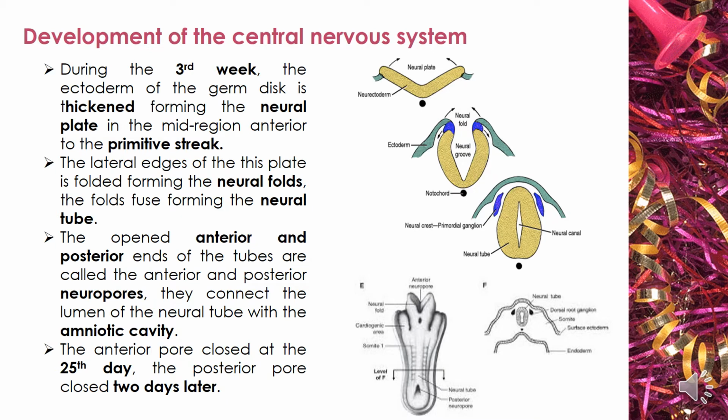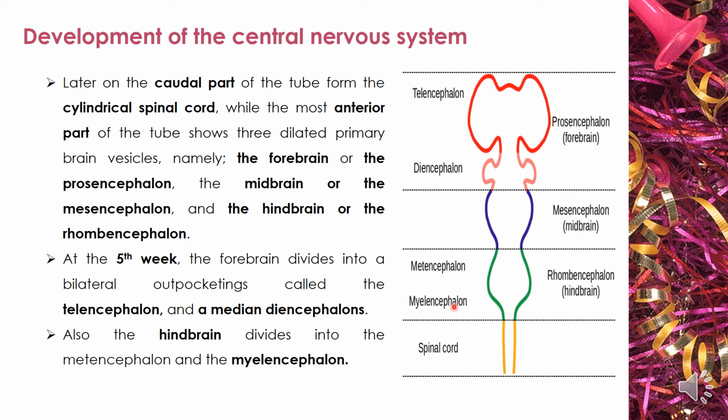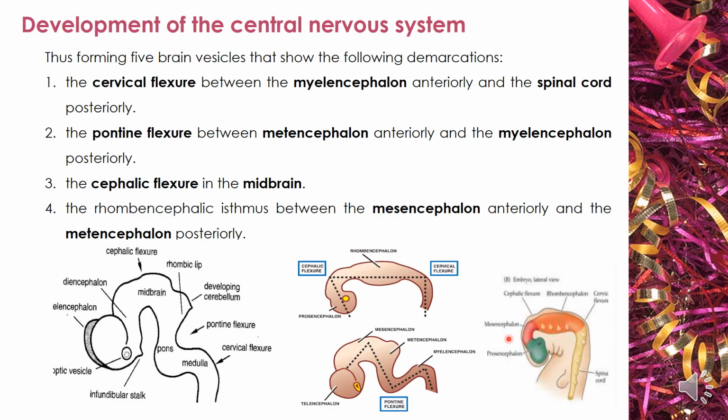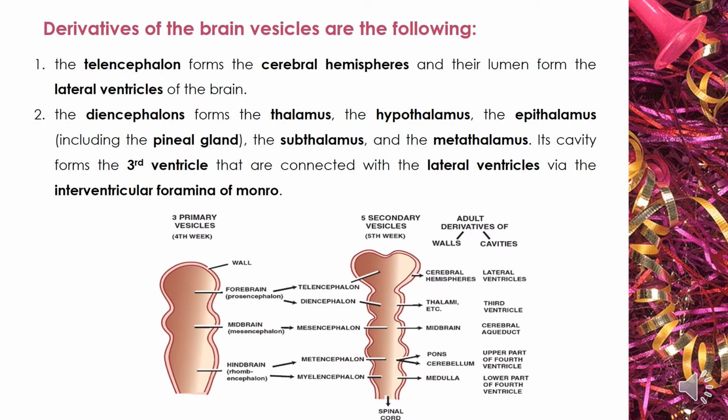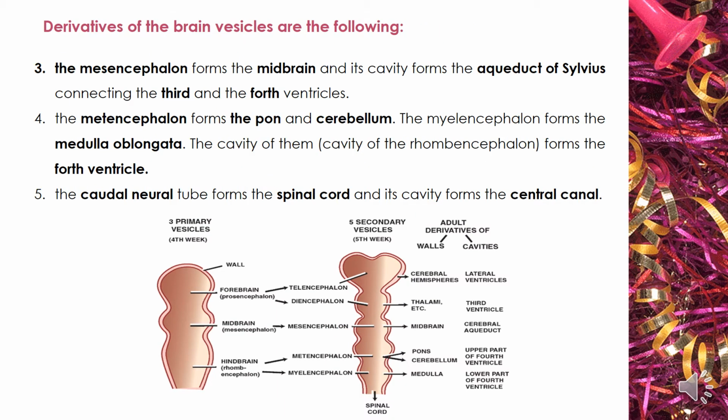I will discuss the development of the central nervous system. Five brain vesicles show the following: the cerebral hemisphere and the lumen of the telencephalon.